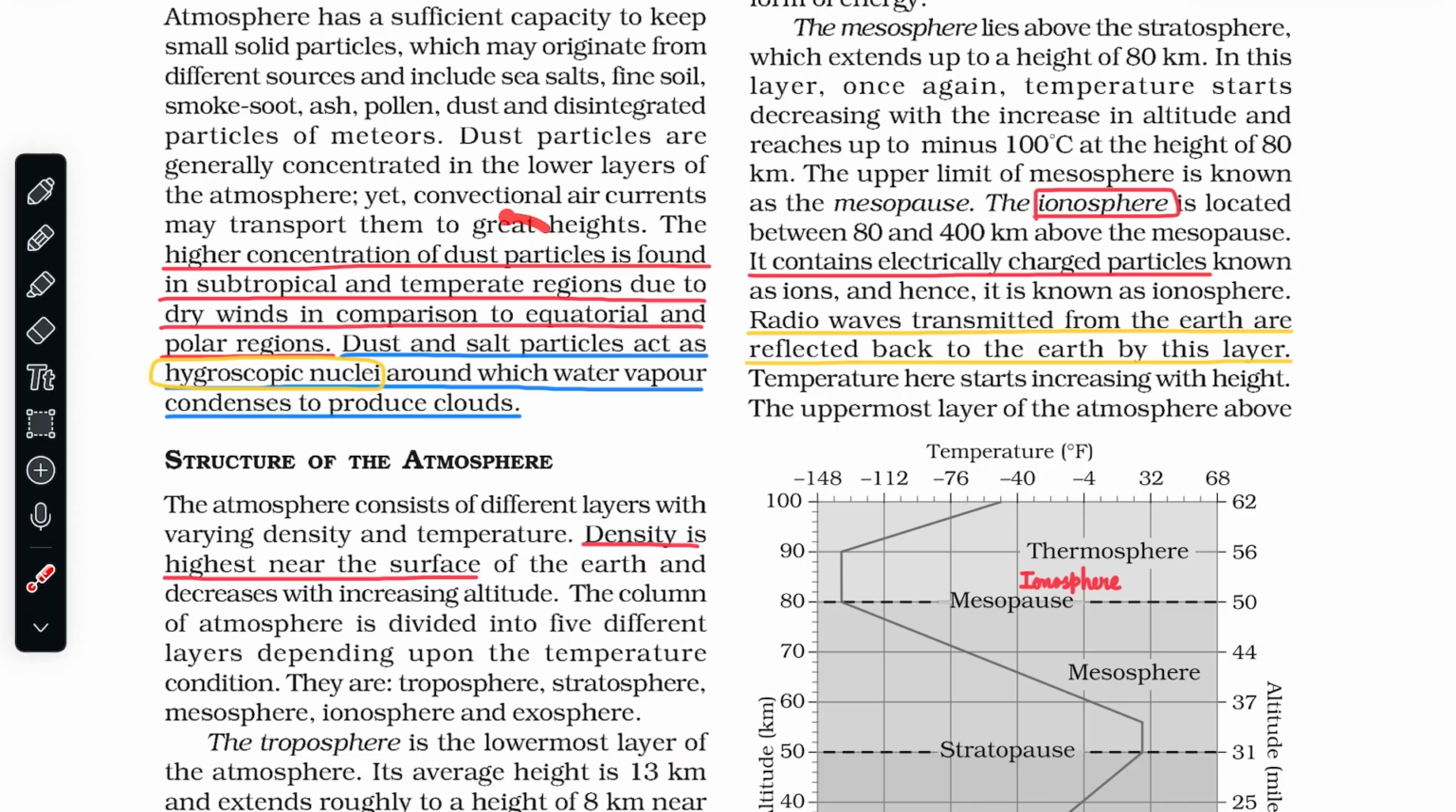The high concentration of dust particles is found in the subtropical and temperate regions due to the dry winds in comparison to the equatorial and polar regions. Dust and salt particles act as hygroscopic nuclei around which water vapor condenses to produce clouds. This is why in the subtropical regions and temperate regions there is more rainfall.